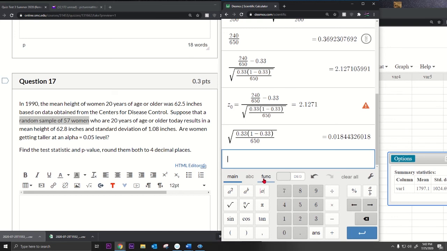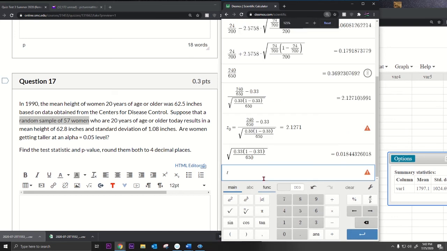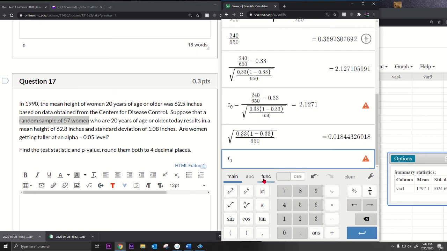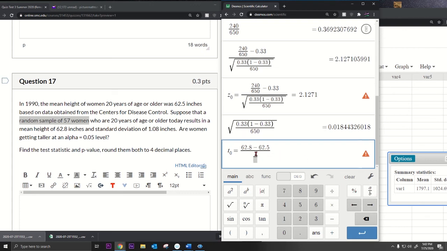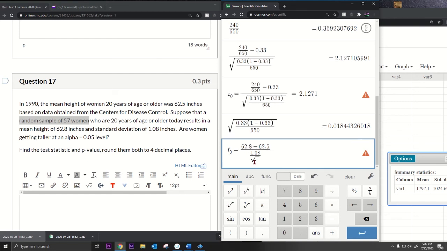I'm going to call it t sub 0. t sub 0 equals, and for my test statistic, I need a fraction with x bar. x bar is 62.8. So 62.8 minus 62.5 divided by s over square root of n. s is 1.08, and n is 57. So there you have it.